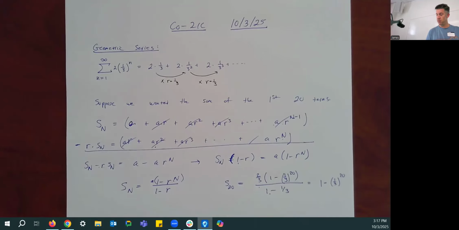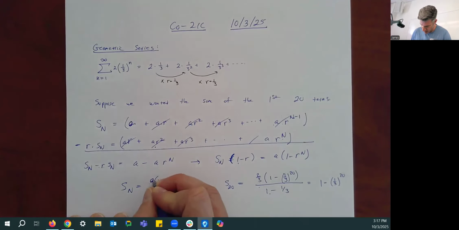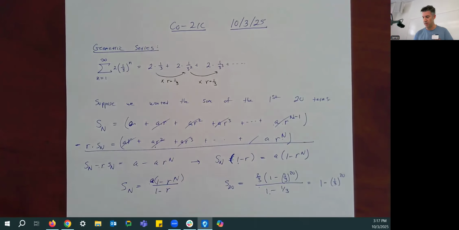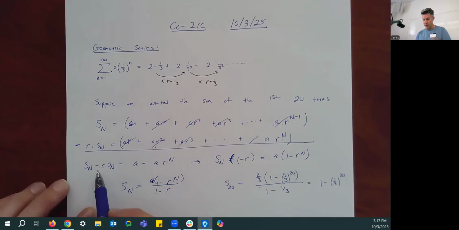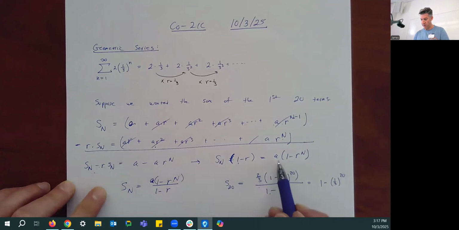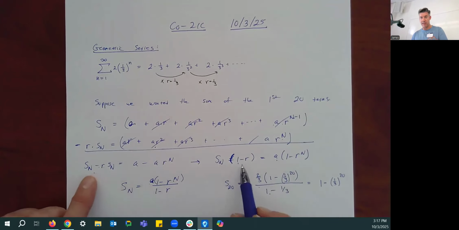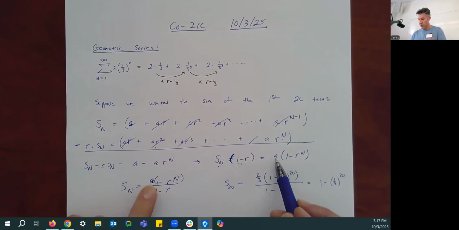Is that A on the top? Yes. It's on the top. Correct. Because from here to here, I factored out the A on the right, and I factored out the S_n on the left, and then I divided both sides by the 1 minus R to get A times 1 minus R to the n divided by 1 minus R.